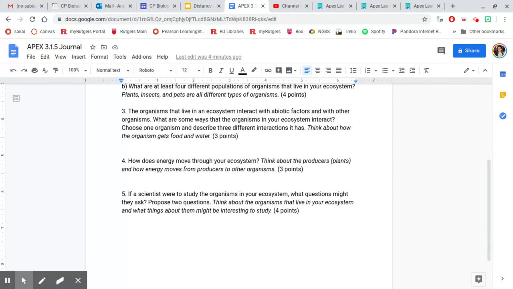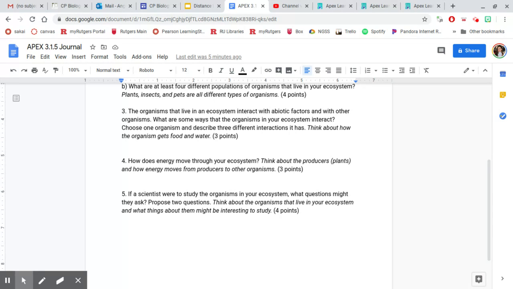Number 3, the organisms that live in an ecosystem interact with abiotic factors and with other organisms. What are some ways that the organisms in your ecosystem interact? Choose one organism and describe 3 different interactions it has. So you really could choose any organism that you'd like. You could even consider the abiotic factors.